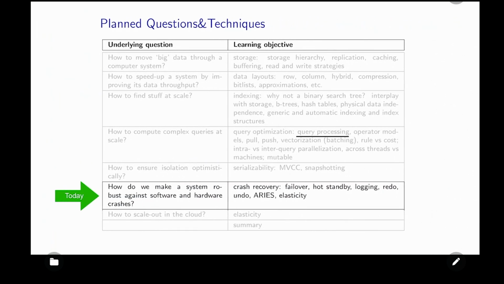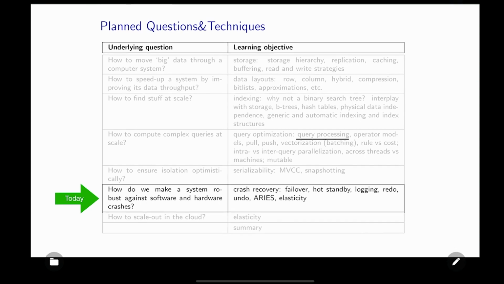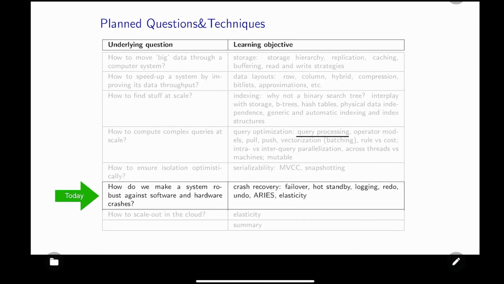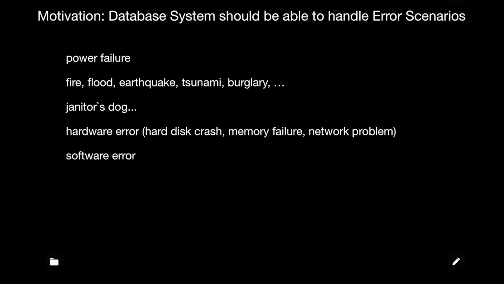So that's the agenda, that's where we are currently. And the main question we will be tackling, we alluded to that multiple times already, is how do we make a system robust against software and hardware crashes? So if anything goes wrong in the system, what do we do from the point of view of a database system? And let's first look at the different error scenarios that may appear in such a situation.